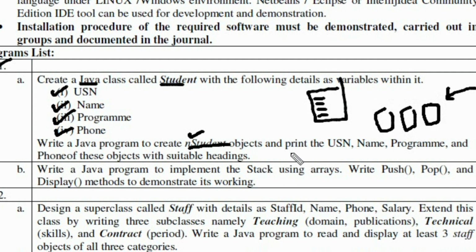Our third task is to print the USN, name, program and phone number of each of these objects. Okay, so we have created the object and taken the input from the user. Our final task is to print those values.